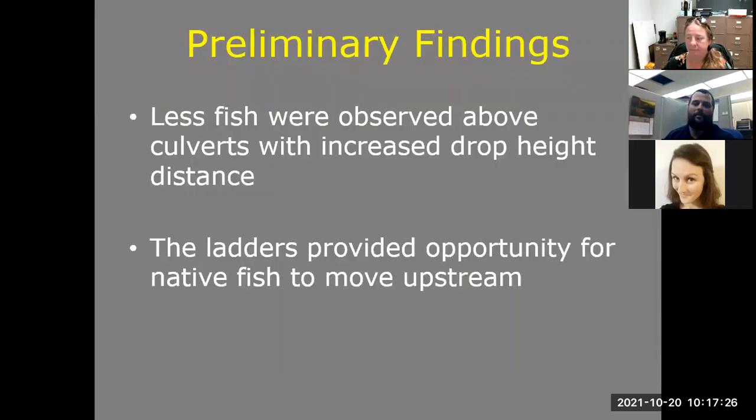So the preliminary findings from just the short stint project, once again, was less fish were observed above culverts with increased drop height distance, and the ladders provided an opportunity for native fish to move upstream.